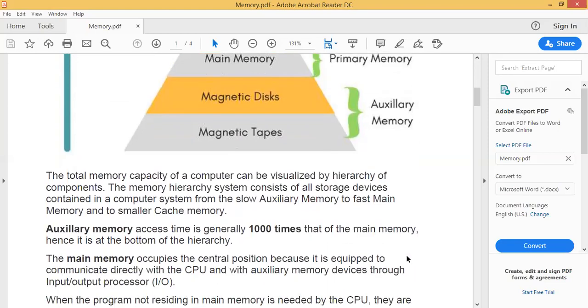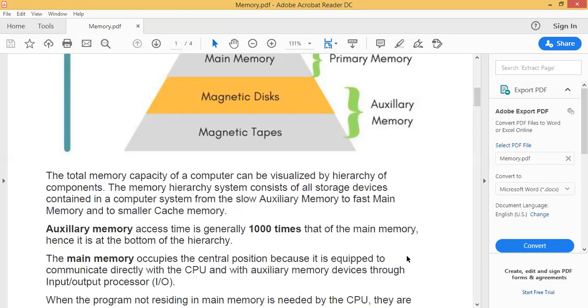The total memory capacity of a computer can be visualized by a hierarchy of components. The memory hierarchy system consists of all storage devices contained in a computer system, from the slow auxiliary memory to fast main memory and to smaller cache memory. Auxiliary memory access time is generally 1000 times that of the main memory, so it is at the bottom level of the hierarchy.